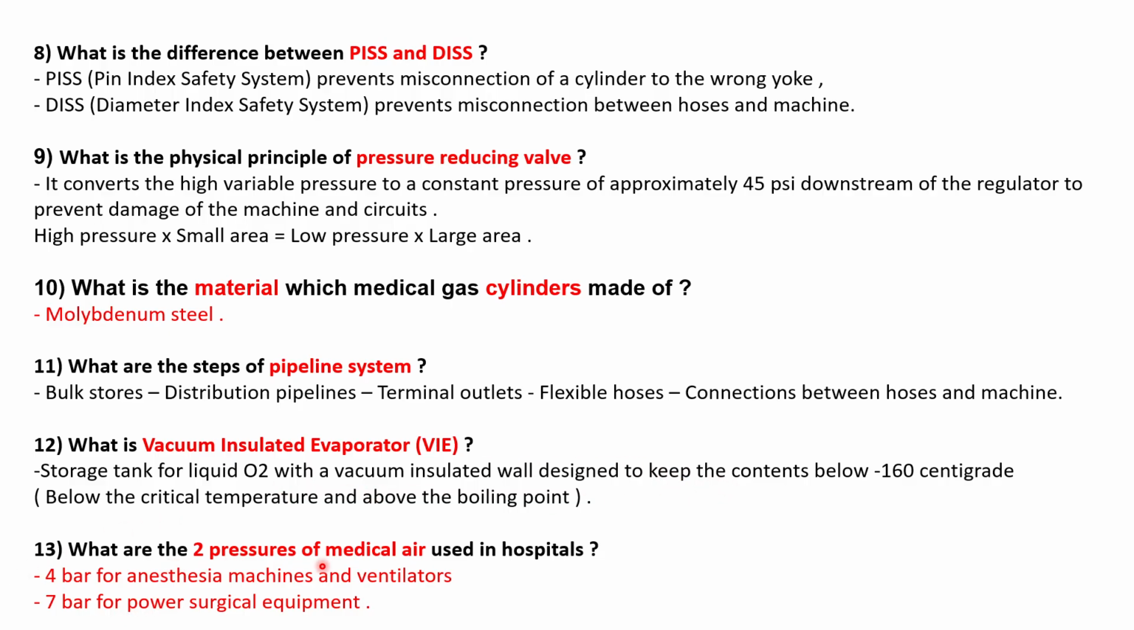What are the two pressures of medical air used in the hospital? 4 bar for the anesthesia machine and 7 bar for surgical equipment. Surgical equipment are the devices used to provide pressure to make this surgical equipment operate, like the orthopedic machines. The orthopedic drill uses this 7 bar pressure, but this is for medical air, not oxygen. And the medical air for anesthesia machines and ventilators is only 4 bar.